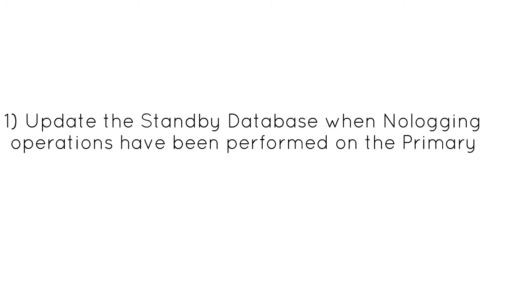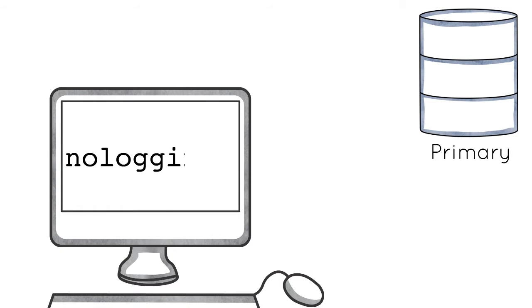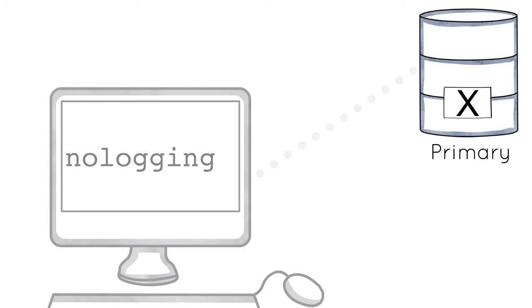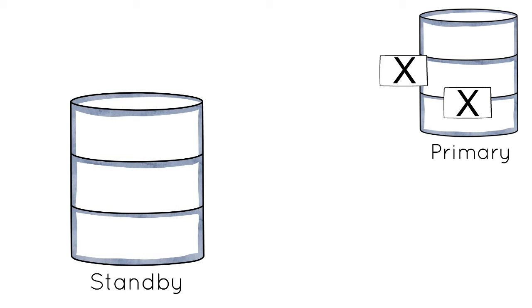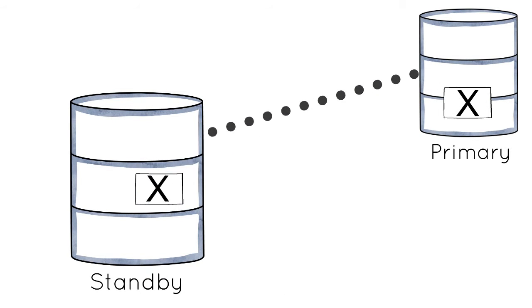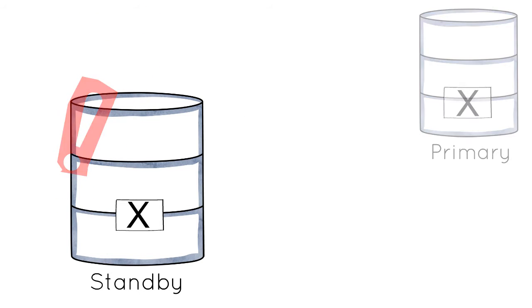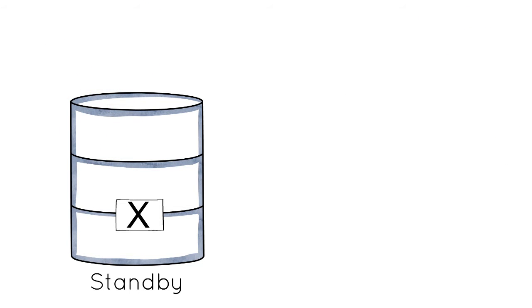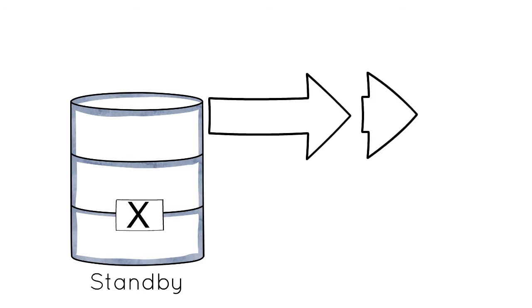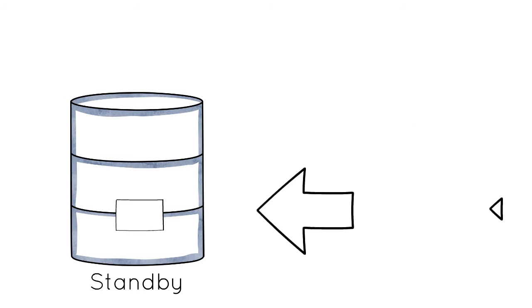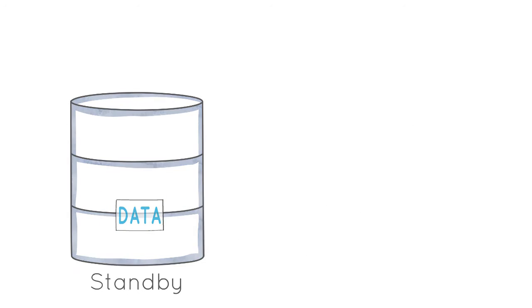1. To update the standby database when no logging operations have been performed on the primary. When a no logging operation is performed on the primary database, there is no redo information to be applied on the standby for these non-logged changes, in effect causing logical corruption on the standby database. You can use the automated Synchronise Standby Database feature to recover the standby database and recover from the logical corruption.